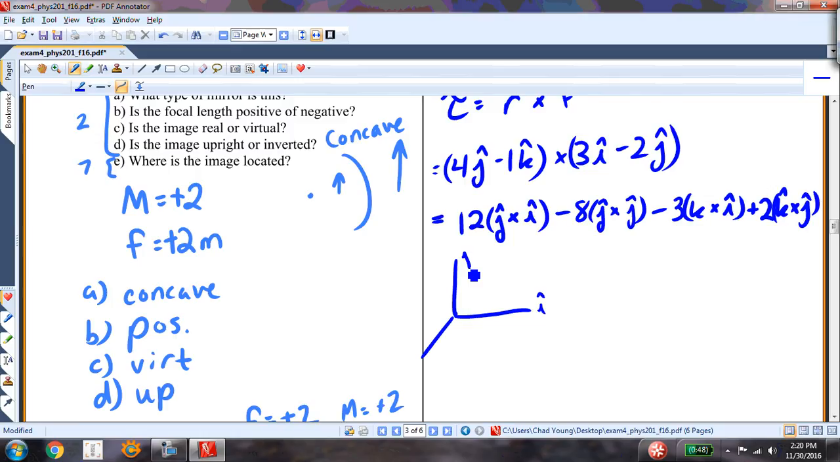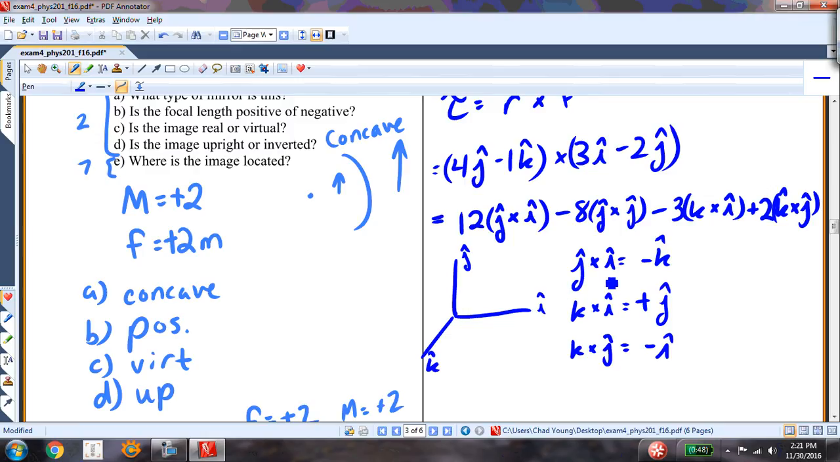This is I, this is J, this is K. J cross I, first of all, I do my right-hand rule and I get negative K. K cross I, do my right-hand rule and I get positive J. And K cross J, that's equal to negative I. Remember my right-hand rule. For example, here, I let my index finger go in the direction of J, my middle finger go in the direction of I, and then my thumb will point into the page, which is negative K, and you can do the others for the other two.